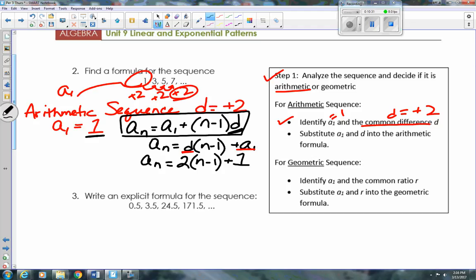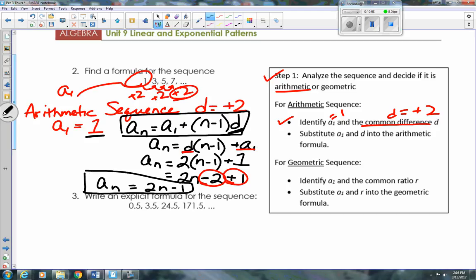Now I'm going to distribute and simplify. 2 times n is 2n, 2 times a negative 1 is a minus 2, plus 1. Got some like terms here we can combine, negative 2 and plus 1. This will give us 2n minus 1. So my formula, bringing down my a subscript n, is a sub n equals 2n minus 1. All right, example number 3.